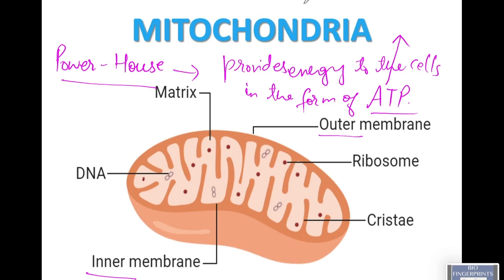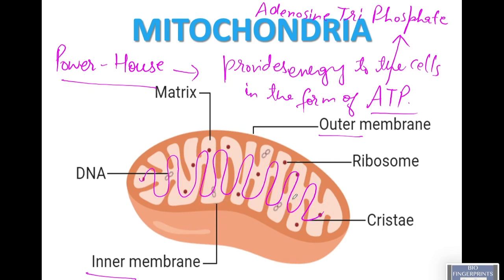I am writing here the abbreviation, adenosine triphosphate. And yes, this is also known as the energy currency of the cell. These ATP molecules are known as the energy currencies of the cell. There are two membranes in mitochondria, outer and inner, as I have already told you. The inner membrane has some infolding. If you could see, there are some infoldings, right? These infoldings are finger-like projections known as cristae.